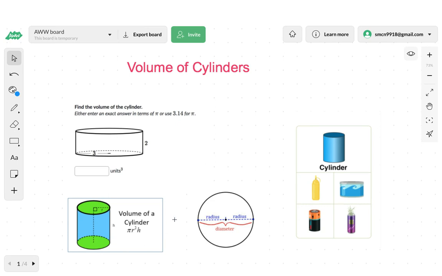These equations, these formulas are actually given to you. Whether you were taking the state exam, you were actually given these formulas, so you just need to know how to plug them into the calculator. All right, so I'm going to show you how to set this up.